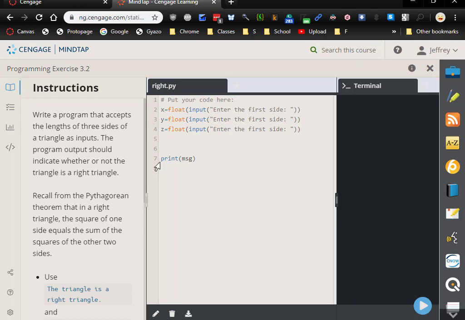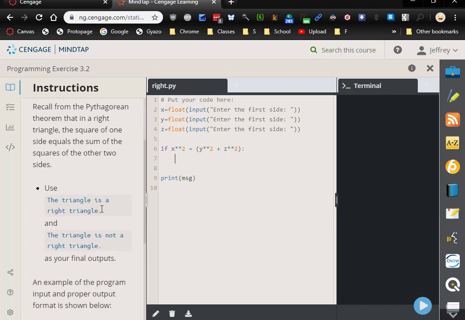So one of the lines to do that, and I'm not going to do the whole thing because I'm just giving you the answer if that's the case, would be something like this. If x star star 2 is equal to parentheses, y star star 2 plus z star star 2, right? Because that's the Pythagorean theorem. Or, you know, if you wanted to take this off and use a square root function or whatever, but this is good enough, then we're going to print the triangle as a right triangle.